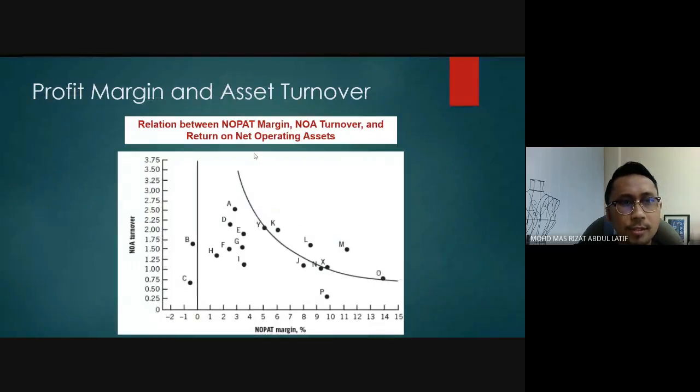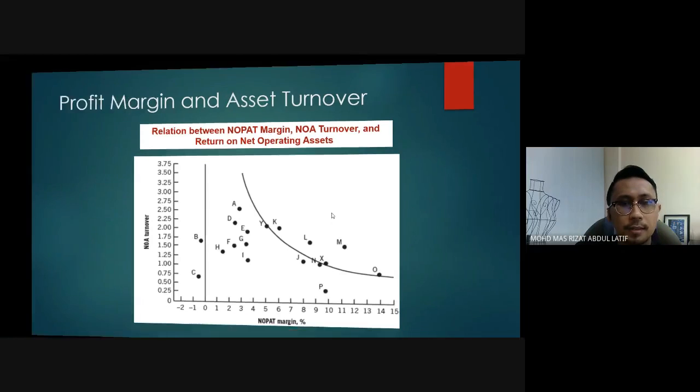Okay, now let's look at this one, profit margin and asset turnover. So the relationship between asset turnover, y-axis here, and x-axis will be your profit margin. So these are the relationship between NOPAT margin, NOA turnover, and return on net operating asset. So line dia adalah curve line ni, right? So apa benda A, B, C ni semua ni, I think you can read on your own in page 473 there lah. Tak ada masalah.